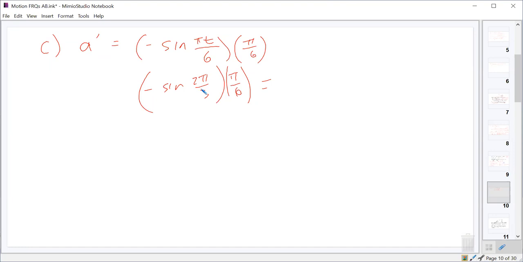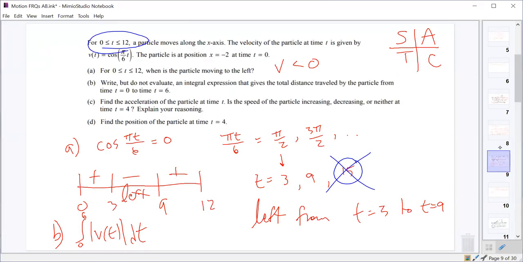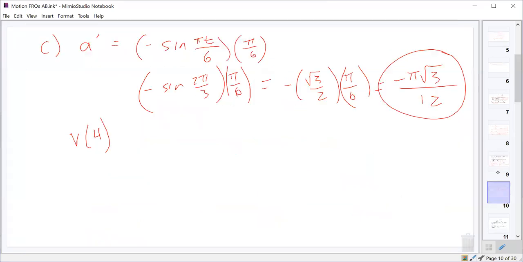What is the sine of 2 pi over 3? You gotta tell me what it is. Square root 3 over 2, times pi over 6. Simplify to negative, I mean, it doesn't really simplify, negative pi root 3 over 12. So the acceleration is negative. Then to determine if the speed is increasing, we need to find what the velocity at 4 was. Did we already do that? No. The velocity at 4 is just the cosine of 2 pi over 3. That's in the second quadrant where cosine is negative. So we know it's negative. And what is it? It's negative one half.